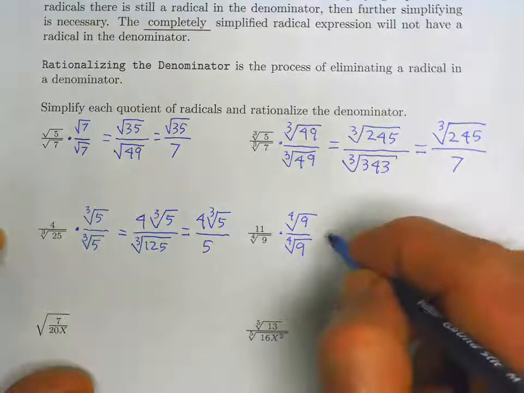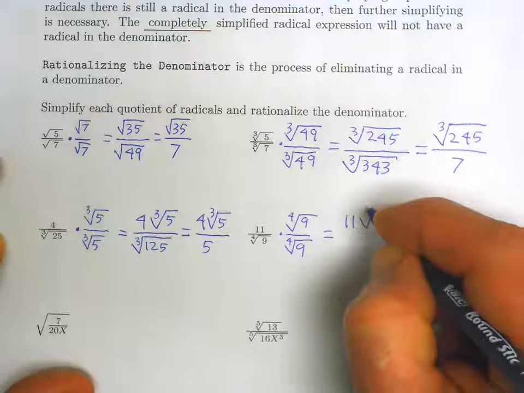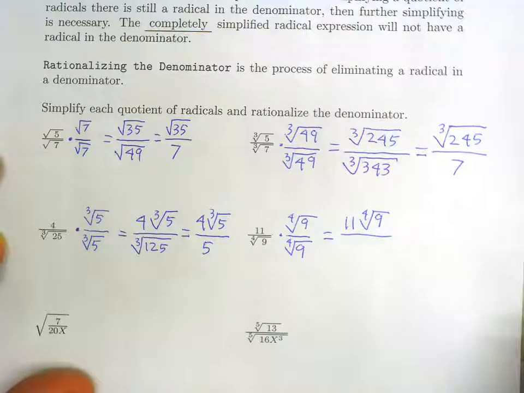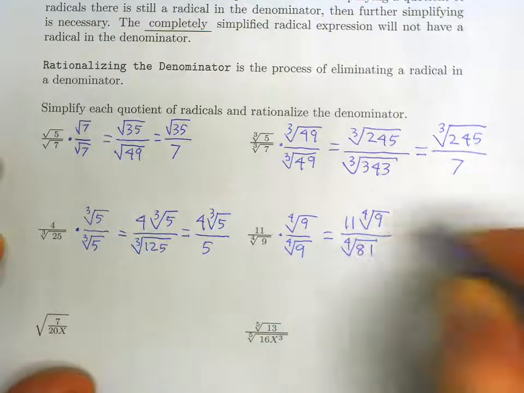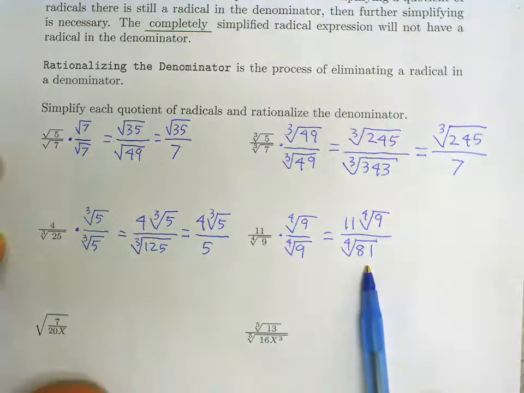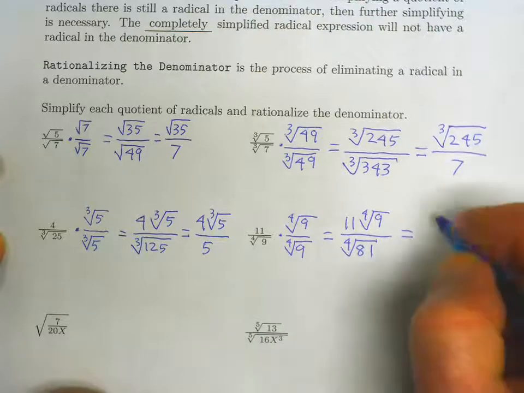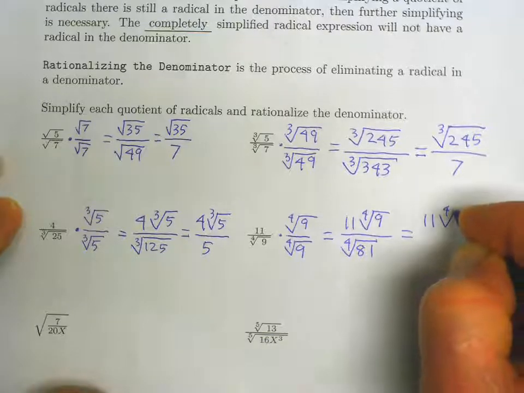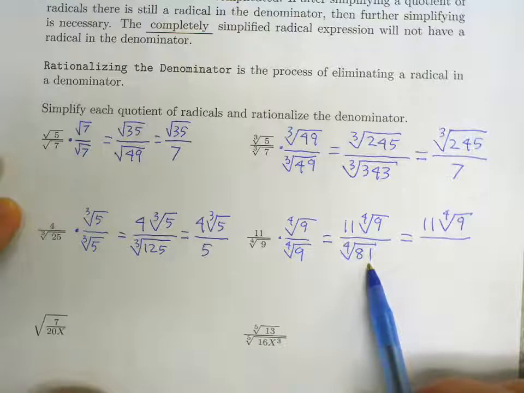And then multiply the two numbers. In the numerator, we get 11 times the 4th root of 9. In the denominator, the 4th root of 9 times the 4th root of 9 is the 4th root of 81. And 81 is a perfect 4th power because 3 to the 4th is 81. So our simplified result in the numerator is 11 times the 4th root of 9. And in the denominator, the 4th root of 81 is 3.